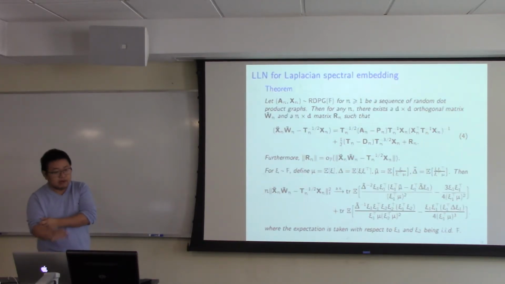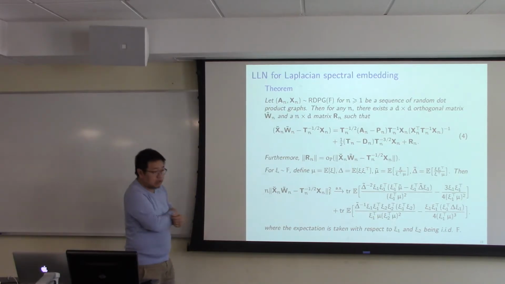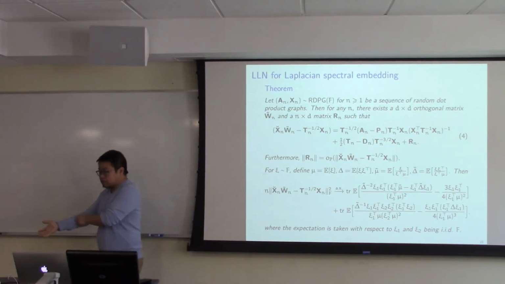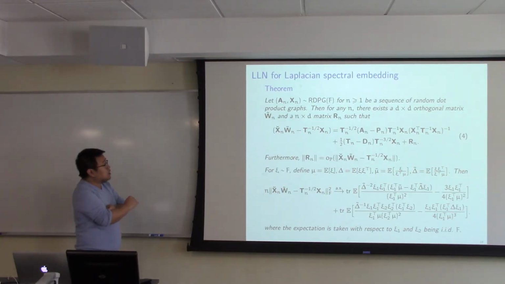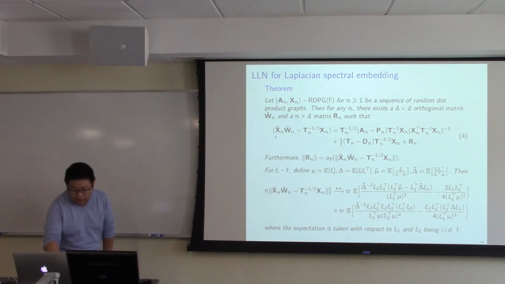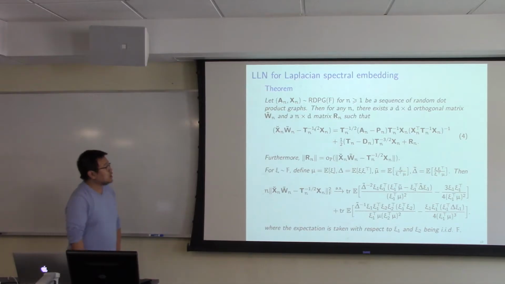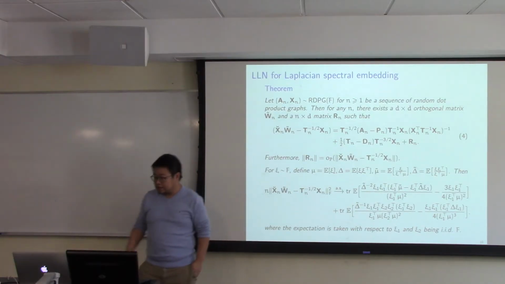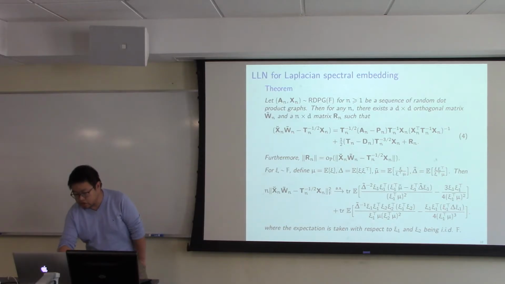I will have a similar result for the Laplacian spectral embedding, except now it's somewhat more messy. So once again, I have a sequence of random dot product graphs. Then if I look at the Laplacian spectral embedding, let's call it X tilde n here, there exists for any fixed n an orthogonal matrix W tilde n, so the difference between my Laplacian spectral embedding and the transformed latent position, where I multiply on the left, which means that I scale each row differently, can once again be written as a linear combination plus a residual term.